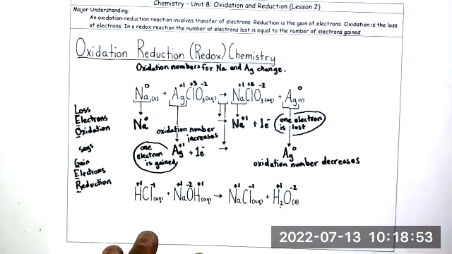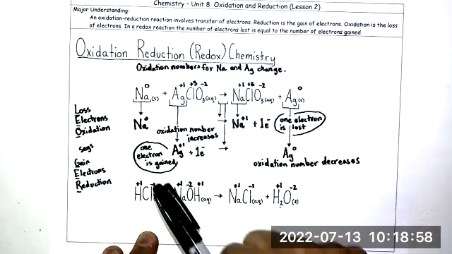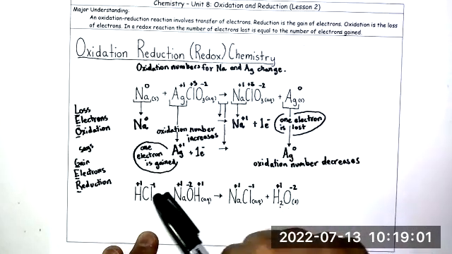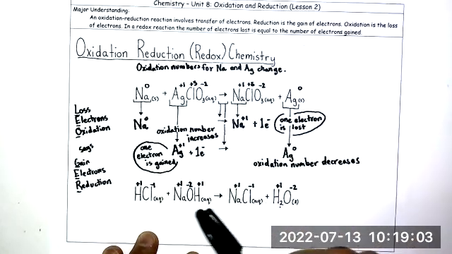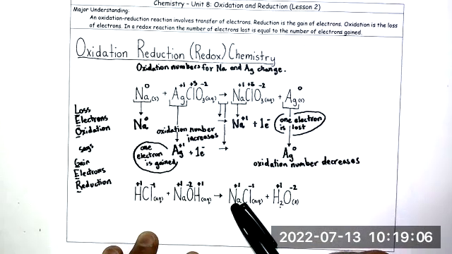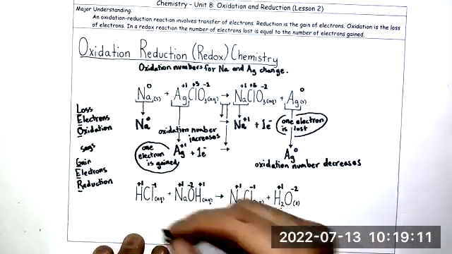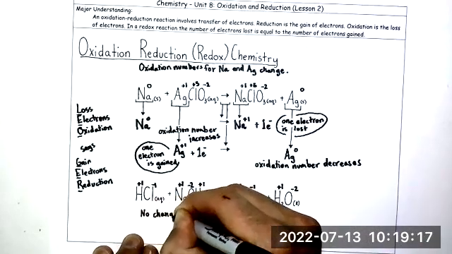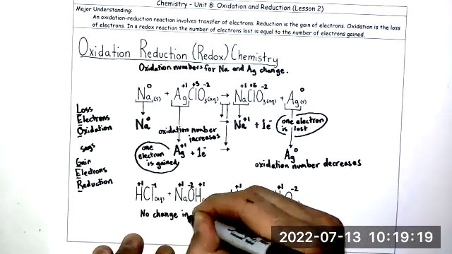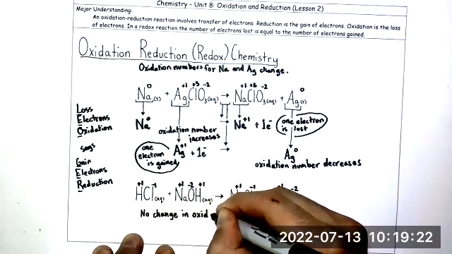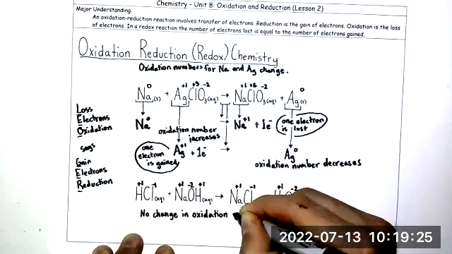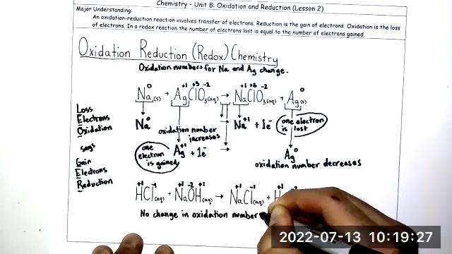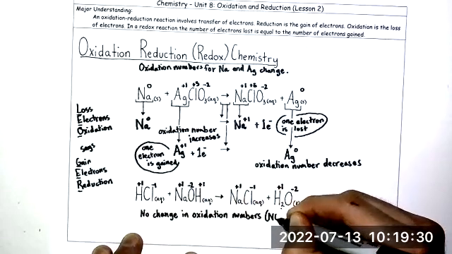Okay, so looking at this, you'll see there are no changes in oxidation states for any of the atoms in the chemical equation. Hydrogen's +1 here, it's +1 here. Chlorine's -1 here, chlorine's -1 here. Sodium's +1 here, sodium's +1 here. Okay, and so since there's no change in oxidation numbers, this is not redox.